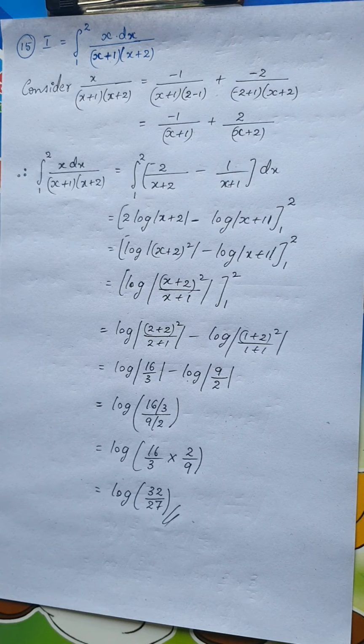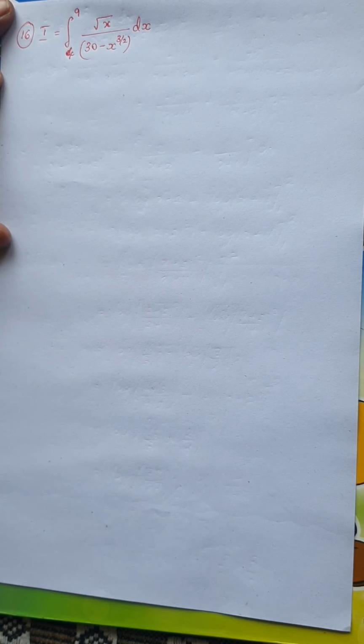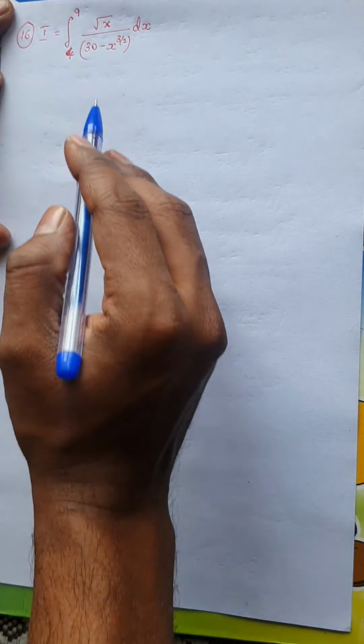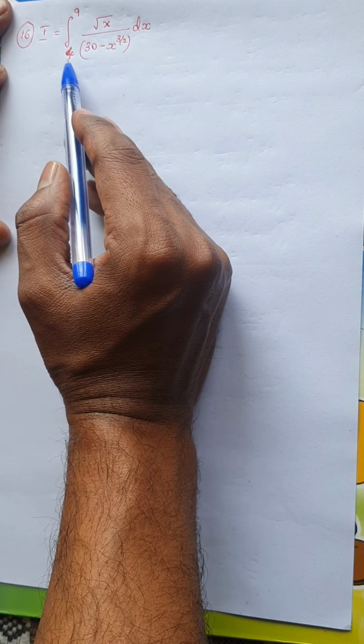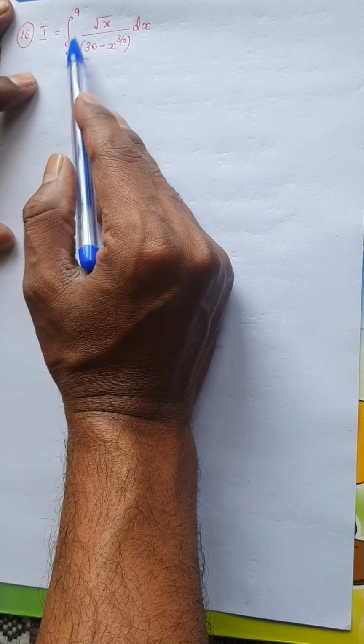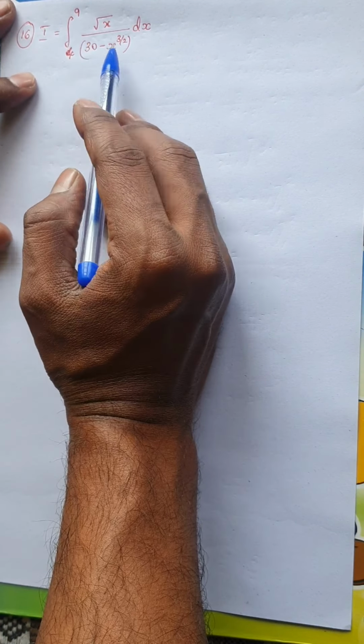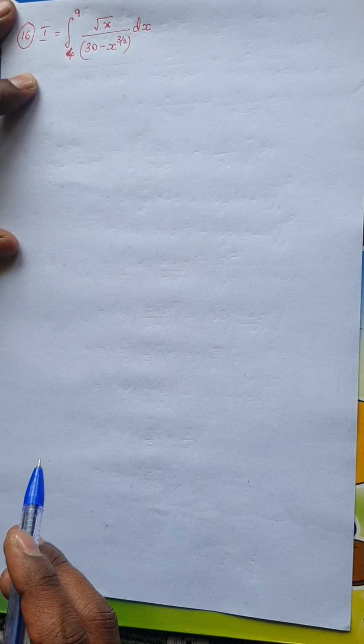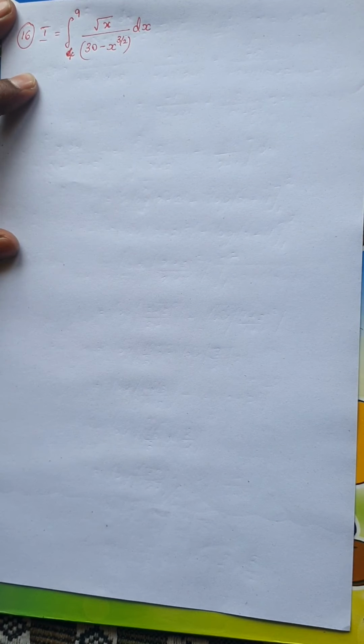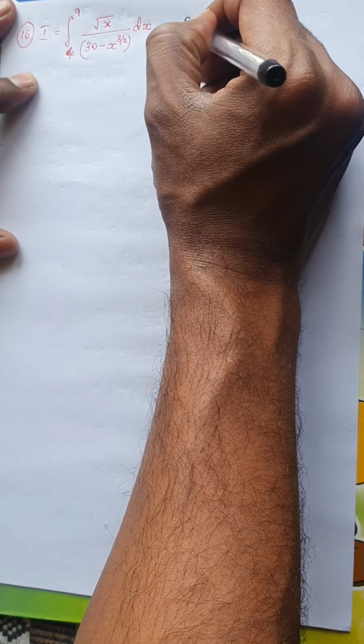Okay students, we will take one last question for the session and also for the topic. Now look at the last question we have for the session: the integral between the limits 4 to 9 of root x dx divided by 30 minus x power 3 by 2. I am going to solve this using the substitution method.